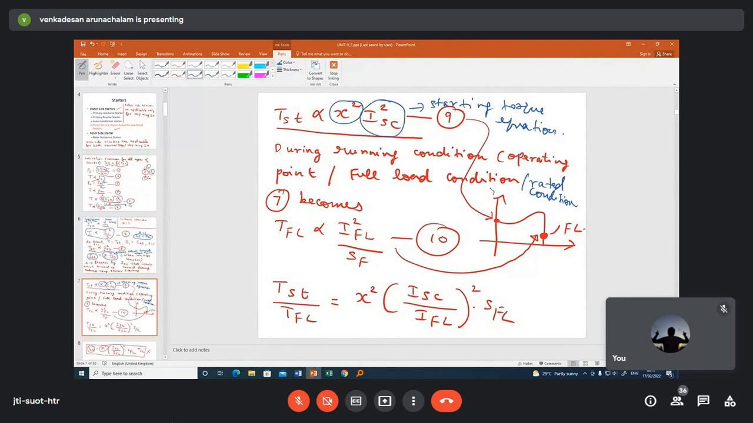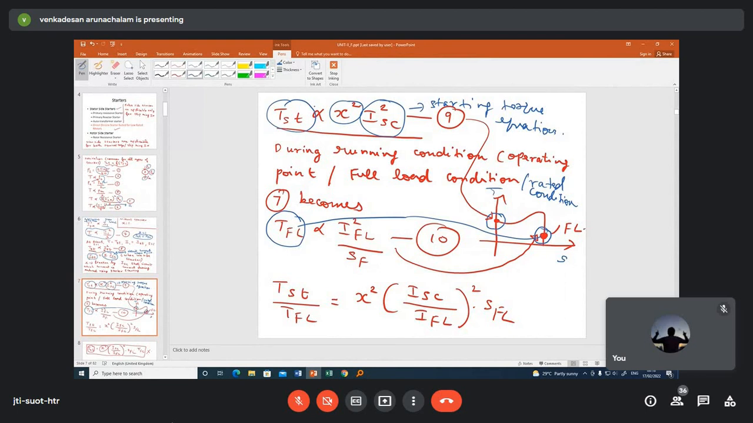You take the torque slip graph. This T_SC is applicable to the starting point, and this T_FL is the full load torque, or the operating point torque, applicable for this point. That is the operating point of the machine. So I can write T full load proportional to I_FL whole squared, because under full load condition the current becomes the full load current and the slip becomes the full load slip, S_FL. So this is the starting torque relationship and this is the full load torque relationship.